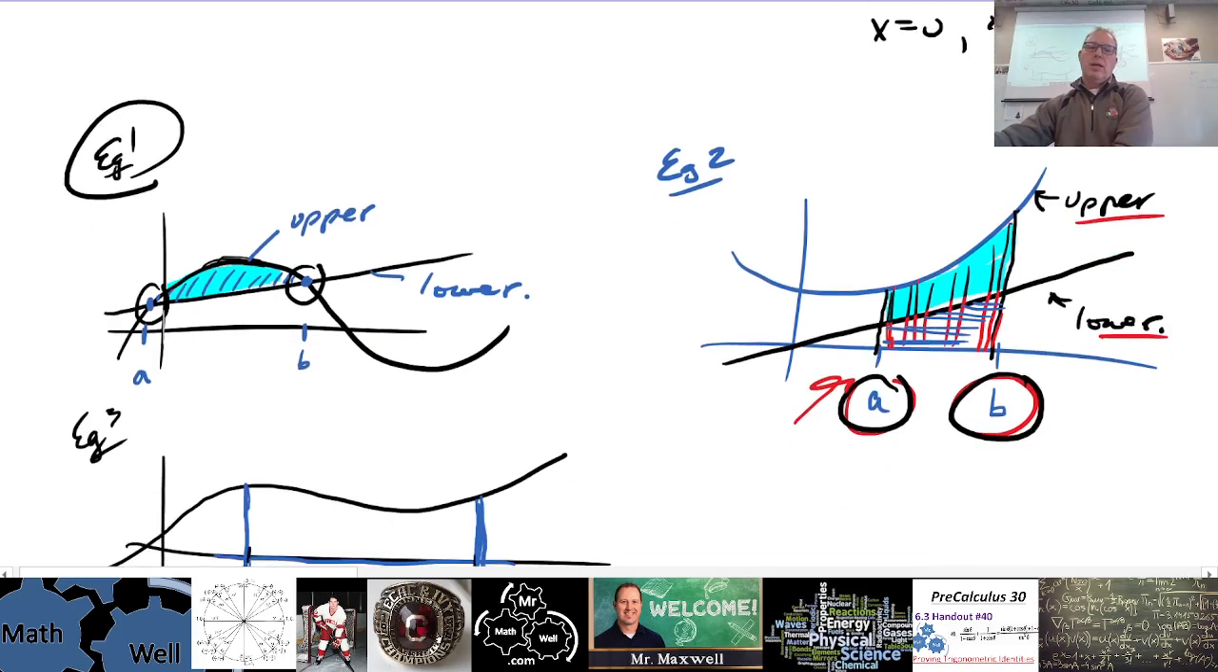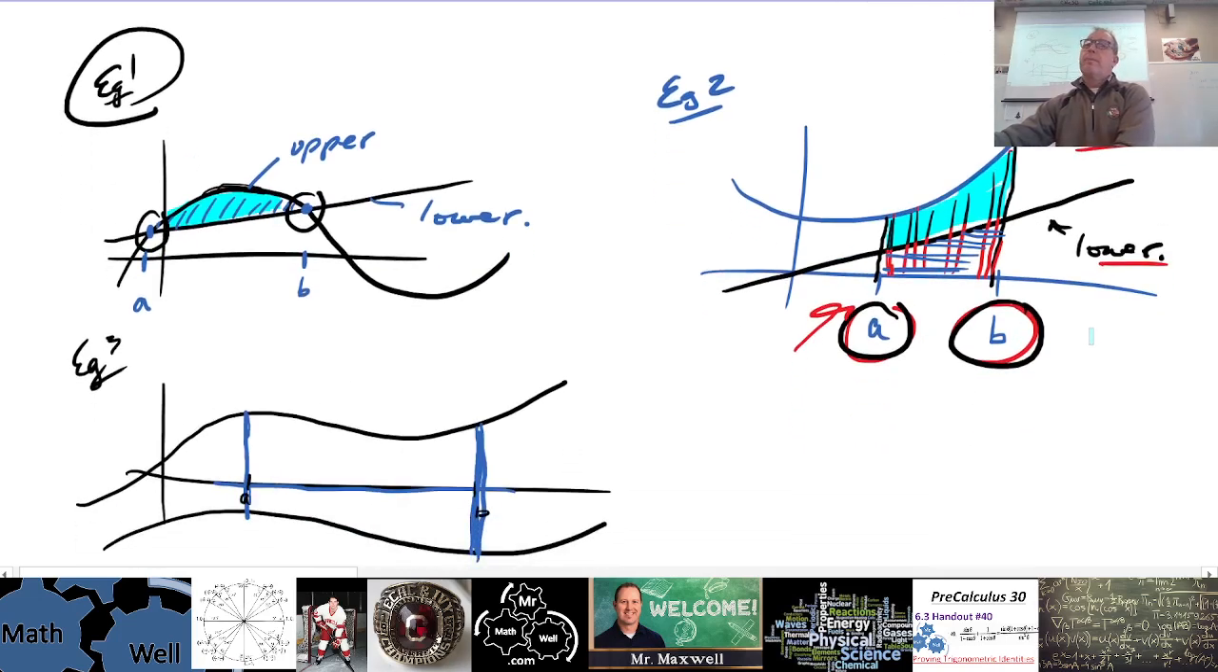In what ways are they different? How would you be able to find that?